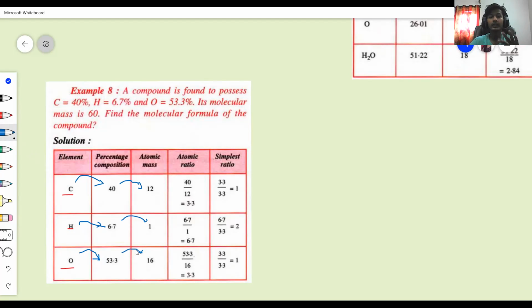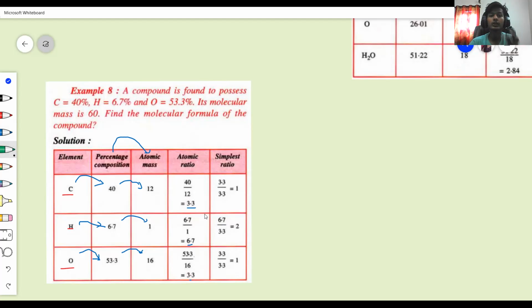And in the next, we divide the percentage composition by atomic mass. Percentage composition by atomic mass: 40 by 12, 6.7 by 1, 53.33 by 16. Therefore, 40 by 12 is 3.3, 6.7 by 1 is 6.7, and 53.33 by 16 is again 3.3, right?